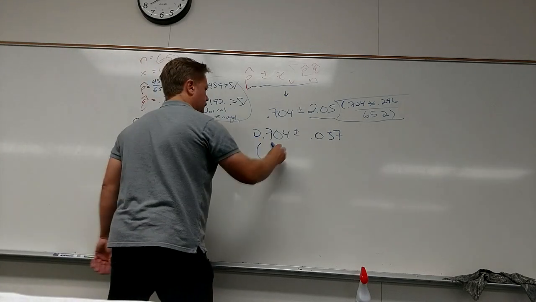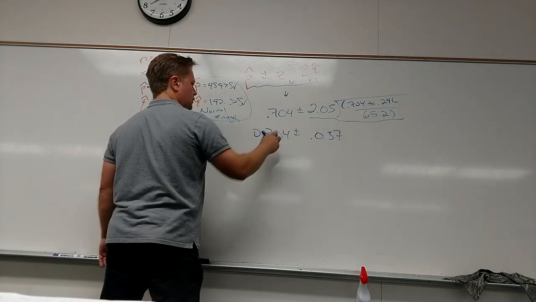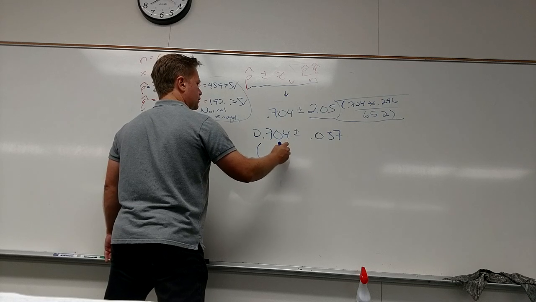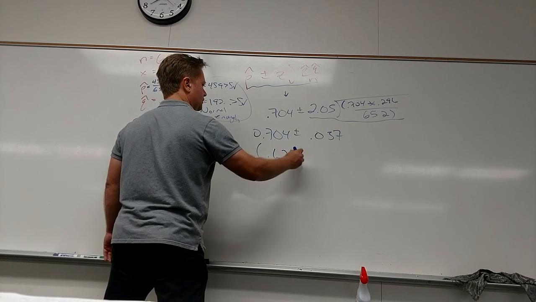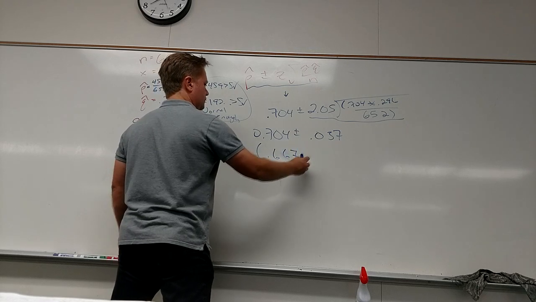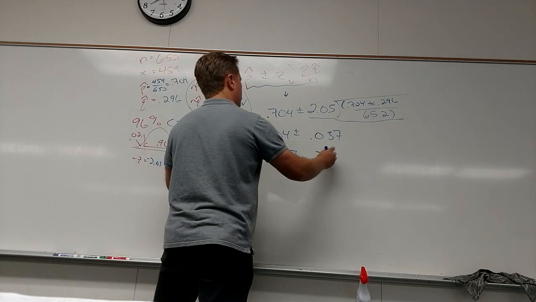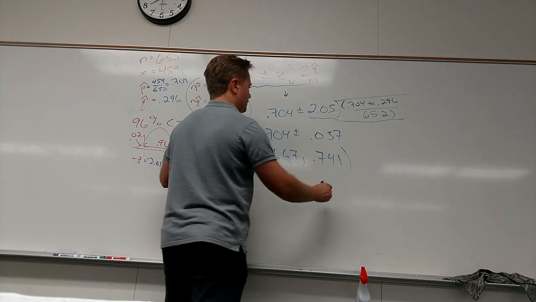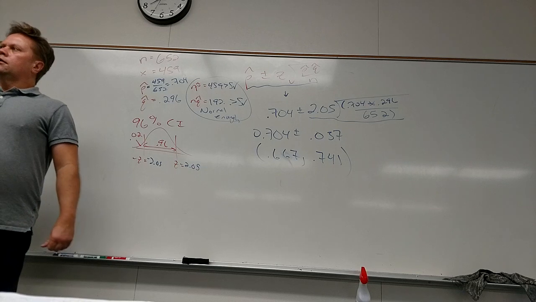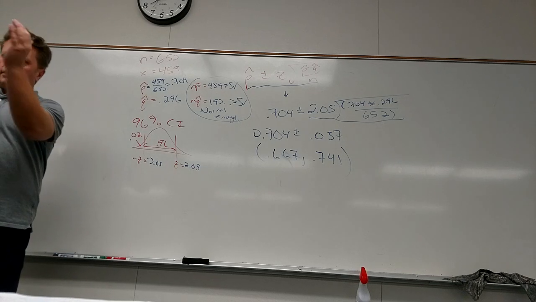And now to get the interval, I just subtract this from this. Oh God, 627? No, that can't be right, Jeff. 6.7. 6.7. Thank you. And then 0.741? Yeah. Okay, I can add 0.037 to 0.704. Good job, Jeff. So that's a nice quick little way.